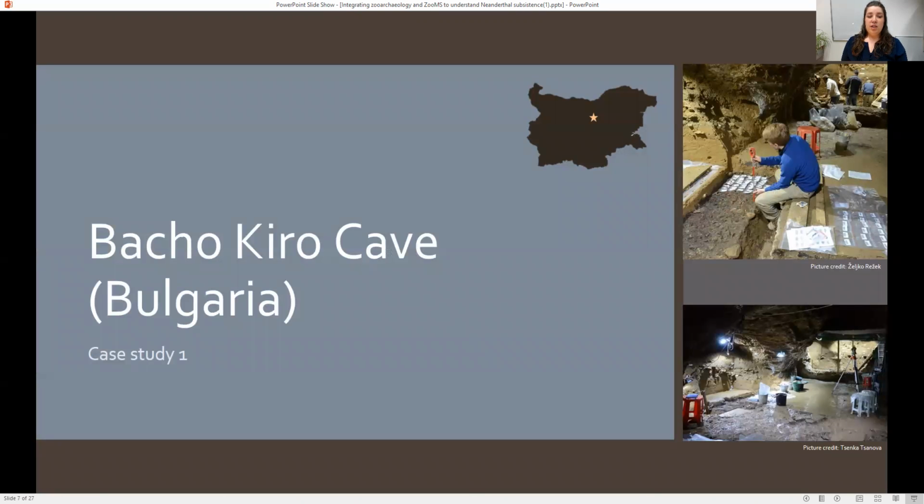So first case study, Bacho Kiro Cave, which is located in central Bulgaria in the Balkans and is represented here on the slide by the orange star on the map. The site was first excavated during a campaign between 1970 and 1975, revealing a stratigraphic sequence spanning from the late Middle Paleolithic to the Upper Paleolithic. The excavation allowed the recovery of a large faunal collection.